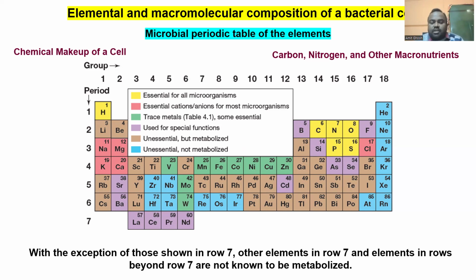And here it uses different color codes like yellow, light pink, light green, light blue, and the color indicates whether an element is essential or whether it is not.